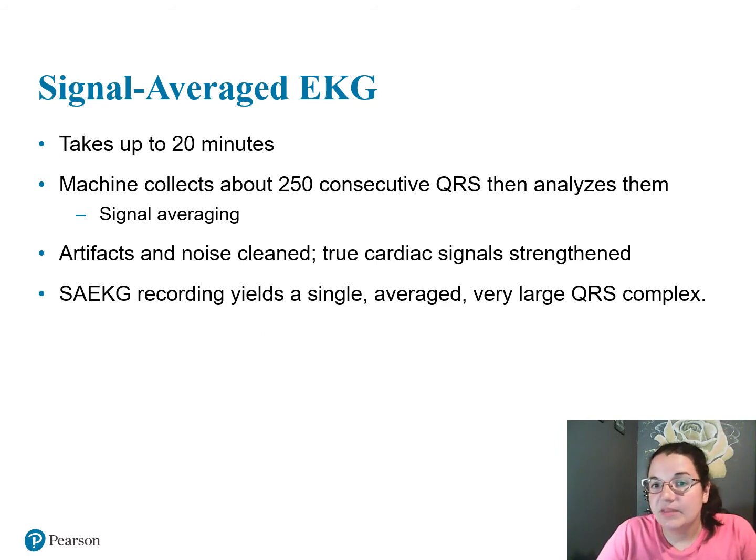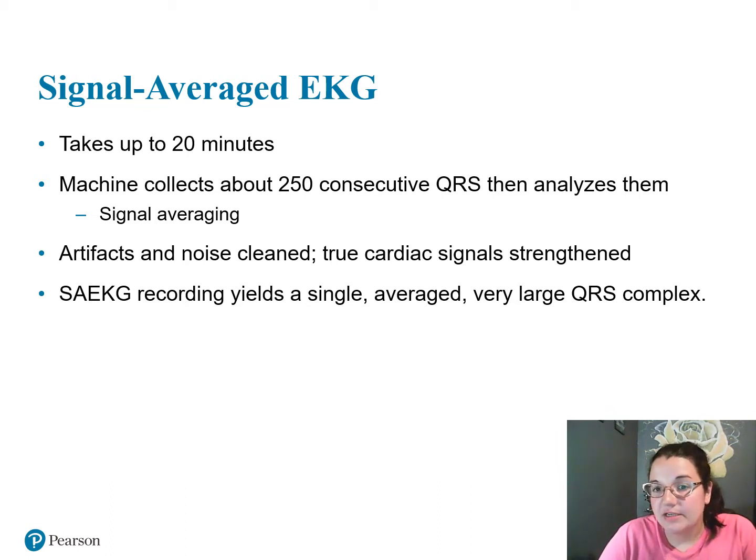So, the signal averaged EKG takes up to 20 minutes. The machine collects about 250 consecutive QRSs. It then analyzes them, called signal averaging. Artifacts and noise are cleaned, and true cardiac signals are strengthened. The SAEKG recording yields a single averaged, very large QRS complex.